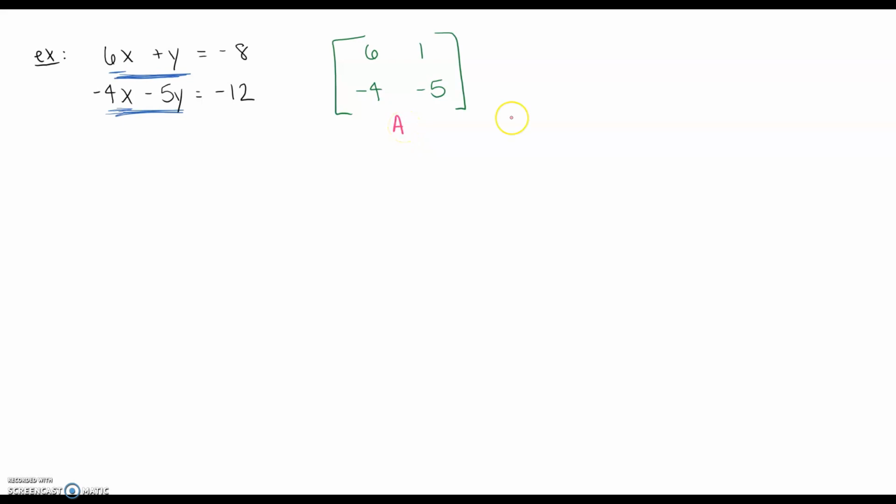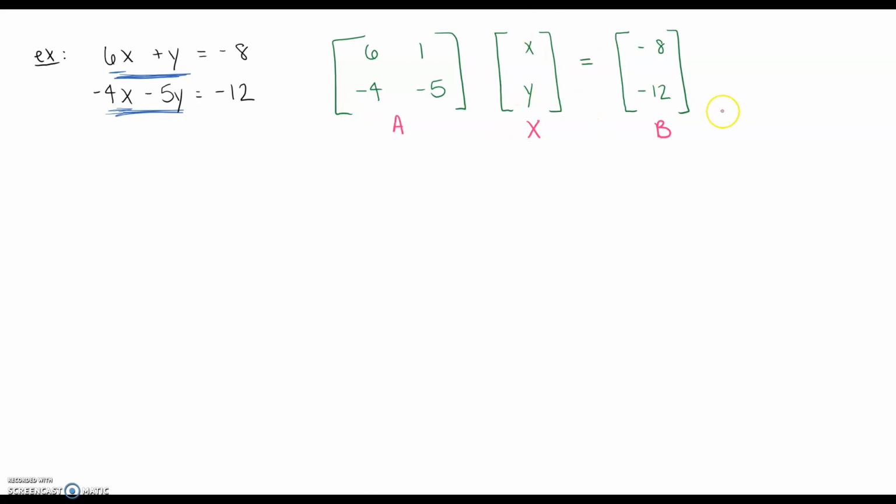Our matrix X that we multiply it by are the two variables we're working with. So up top we're going to have X and then we're going to have Y. So those are the variables we're solving for. And then that is going to equal B, which is a 2 by 1 matrix, the constants, -8 and -12. So that's matrix B.